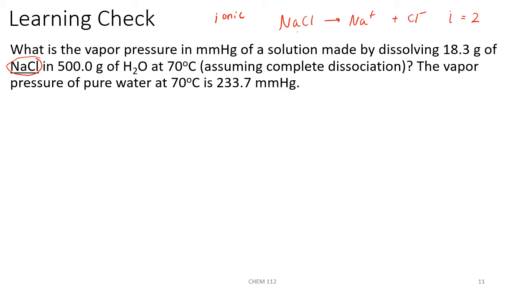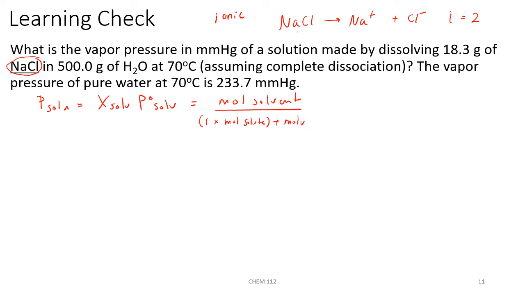Our formula that we're going to use since we're talking about vapor pressures is Raoult's law. So it's still the same formula overall. The vapor pressure of the solution will equal the mole fraction of the solvent times the vapor pressure of the pure solvent. But when we break that down, we're going to end up with moles of solvent over the i factor times the moles of solute plus the moles of solvent, times the vapor pressure of our pure solvent.